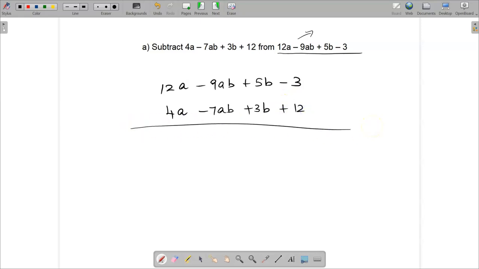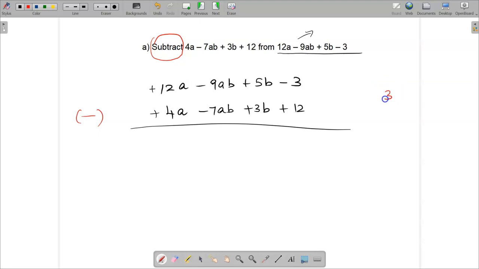For the first term, whenever there is no sign, this term is also plus, and this term is also plus. Then coming to the question, we need to subtract. Since we are subtracting, we need to change each and every sign in the subtrahend, that is your second expression.